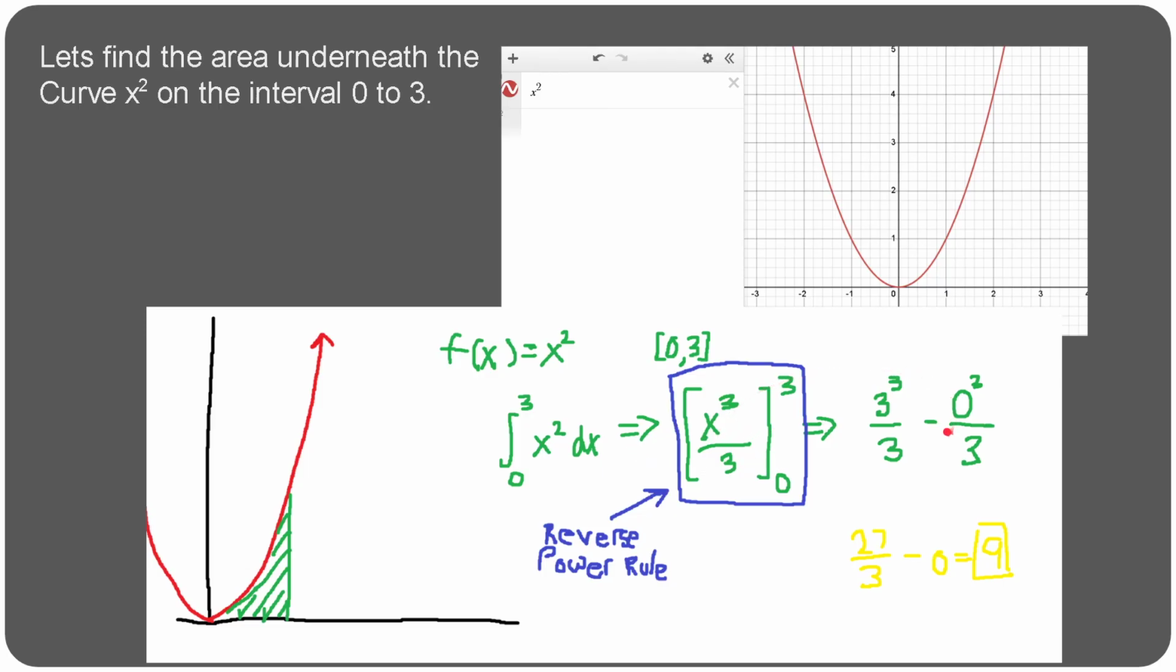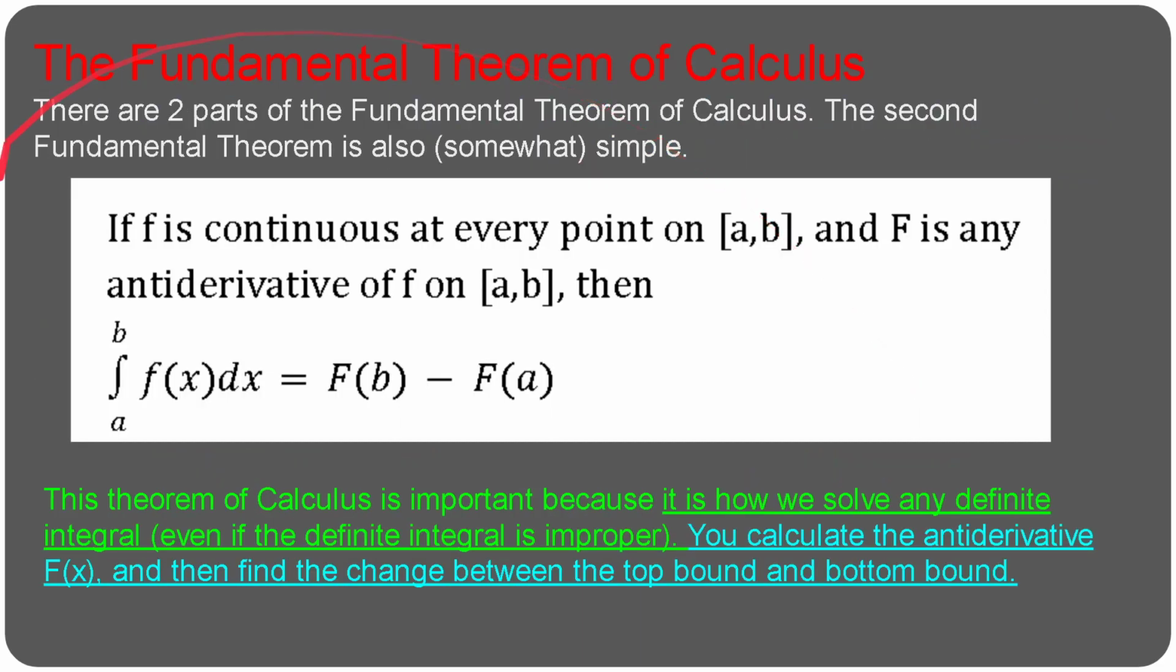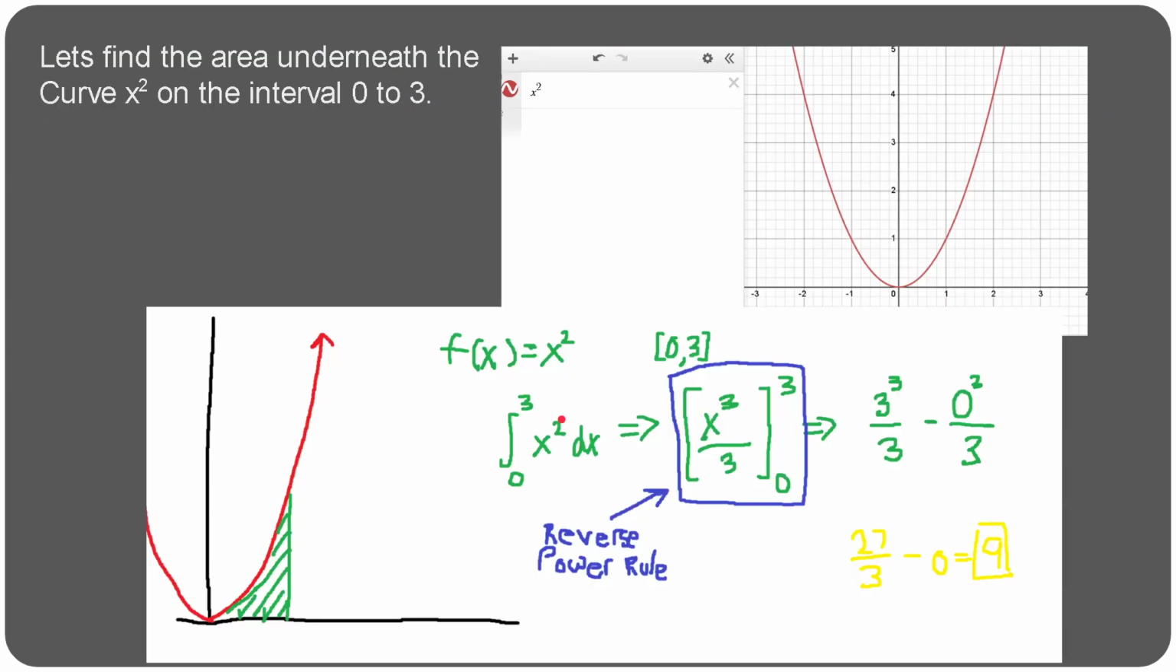Congrats. And then once again, by using the second fundamental theorem of calculus, you can say that the antiderivative at the top endpoint minus the antiderivative at the bottom endpoint is equal to the area underneath the curve, which is 9. And yeah, that's the integral of x squared over the interval 0 to 3. So the area underneath the curve from here to here is 9, which is pretty cool to think about.